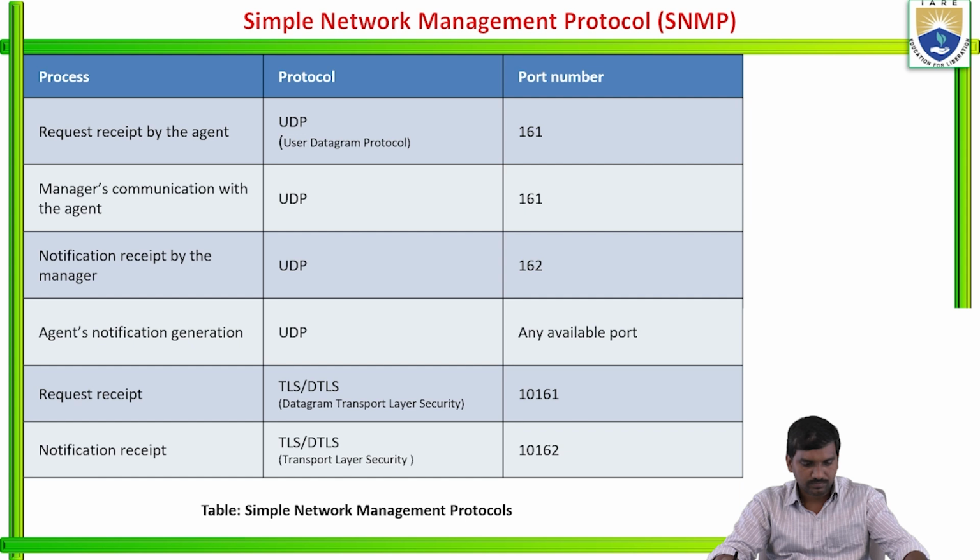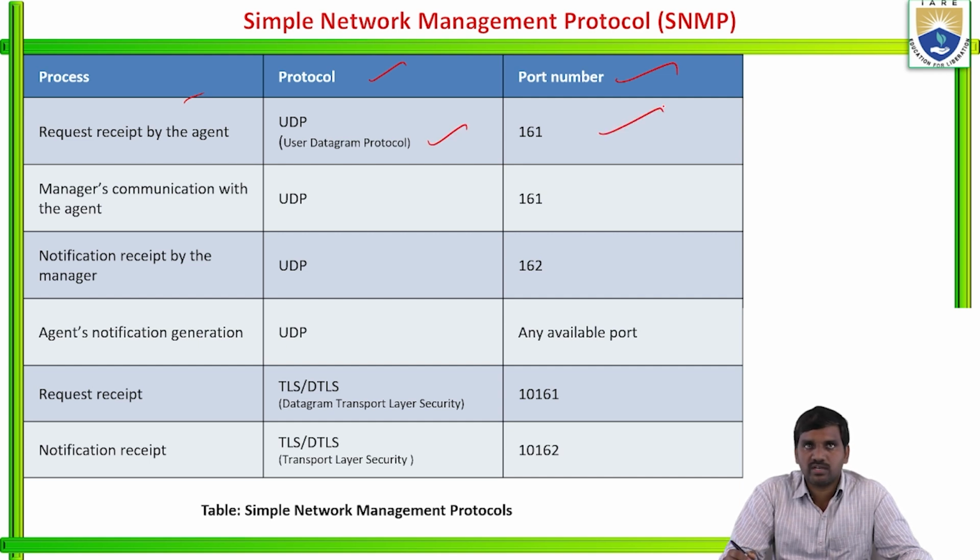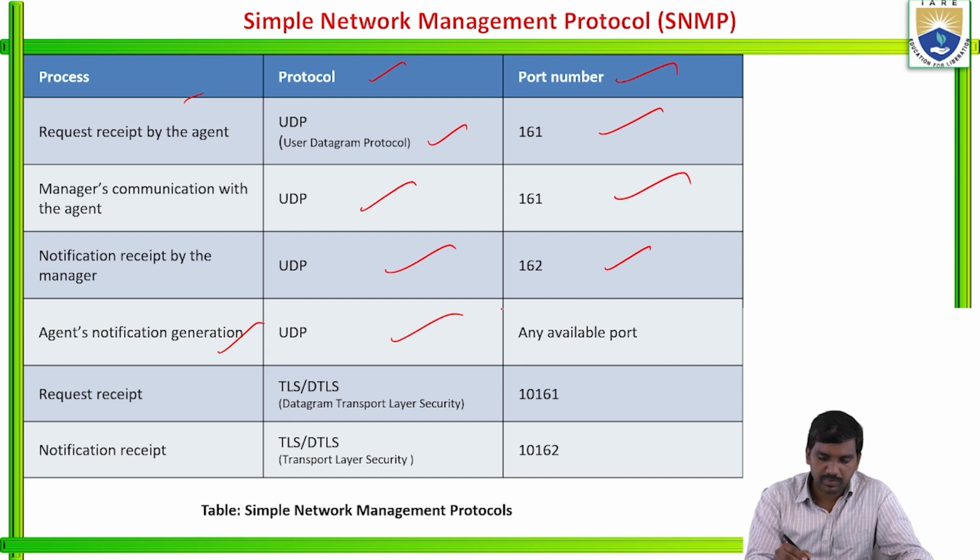So these are some protocols here: what the protocol is used for and what the port number is. Process request recipient by the agent is User Datagram Protocol, port number 161. Managers communicate with the agent using UDP and 161. Notification recipient by the manager is under User Datagram Protocol and 162 is the port number, and the agent's notification generation is UDP on any available port.